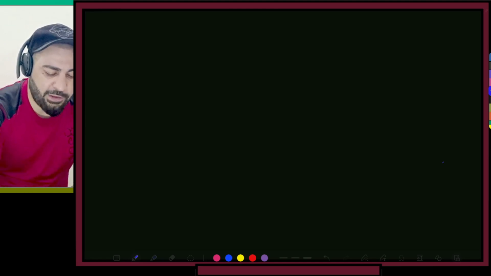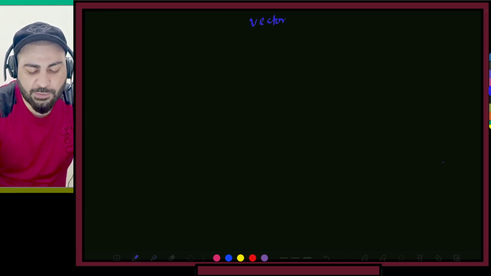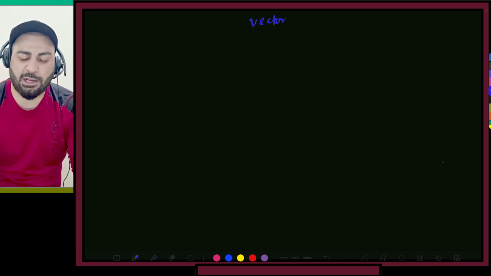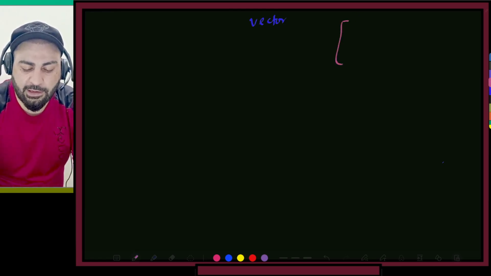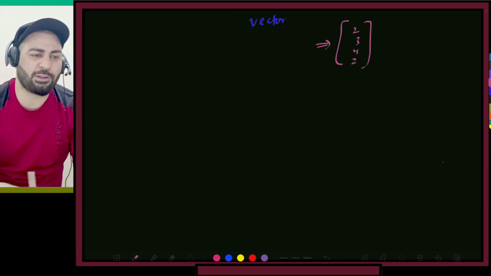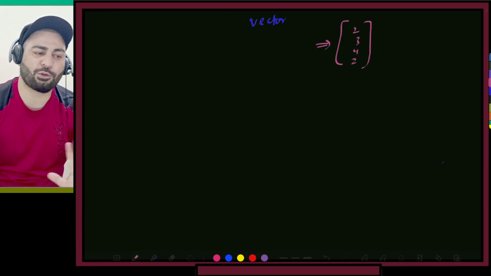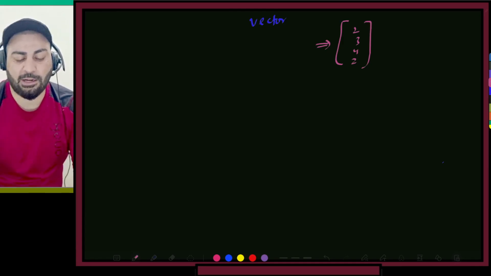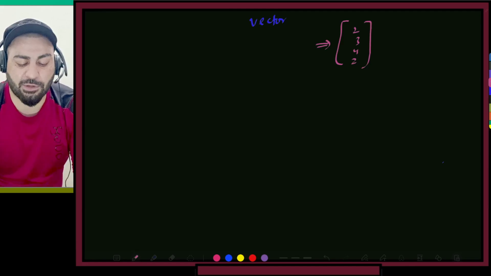Okay, so now if you just see these vectors, from a computer science perspective, they are just a bunch of numbers, an array of numbers. So if I have an array of numbers like this, 2 3 4 2, this will be called a vector. Now you also have a notion of how physics views vectors, and how mathematicians look at vectors. But for now we'll restrict our discussion to these numbers.